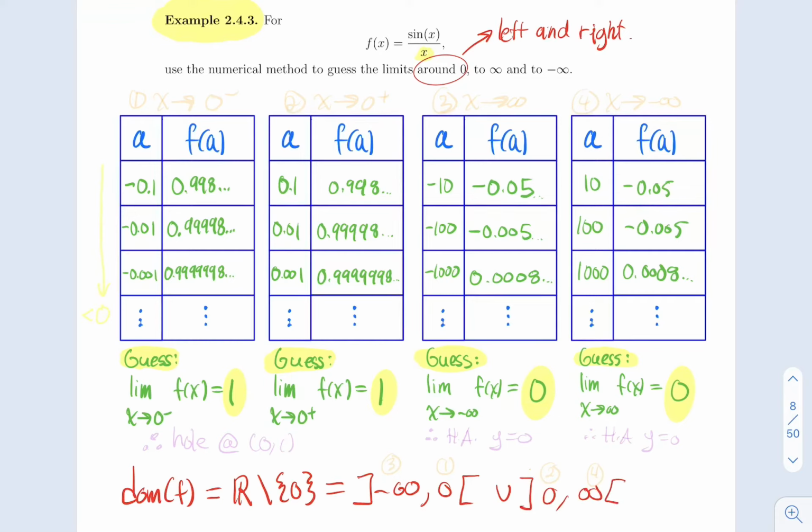And here you can see that when you look at the domain and you look at the open endpoints, they correspond to the four limits that we just guessed. So for example, the left side of 0 is here, the right side of 0 is here, minus infinity is here, and infinity is here. So the first table was for x going to 0 minus, the second table was for x going to 0 plus, the third one was for x going to infinity, and the fourth one was for x going to minus infinity.